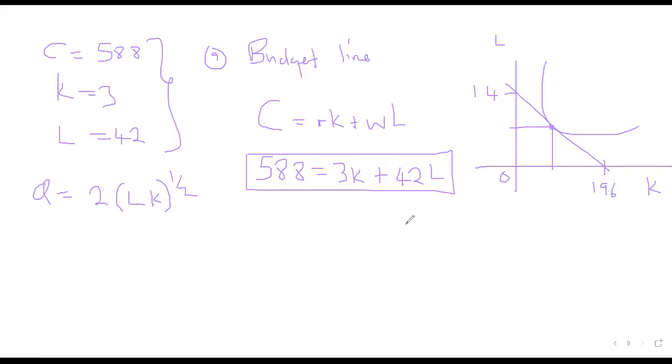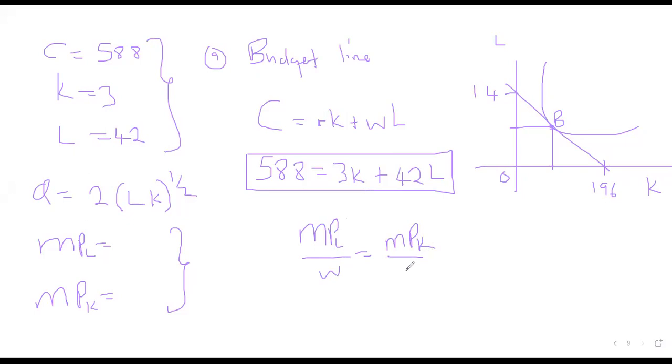The second thing is now to calculate the marginal product of labor and the marginal product of capital. Ultimately, we want to calculate the point B, which is called the marginal rate of technical substitution. The marginal rate of technical substitution occurs when the marginal product of labor divided by the wage is equal to the marginal product of capital divided by the rent.